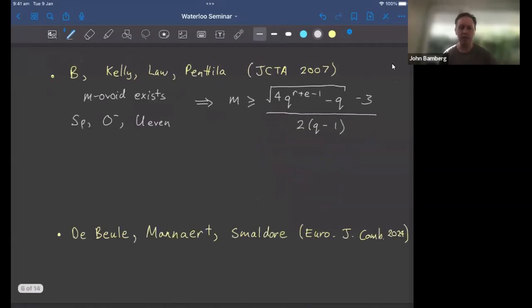But we do know something about M-ovoids. So if an M-ovoid exists and you're in half of the polar spaces, if you like, so the symplectic, or I've put the groups here, so I forgot I did that. So this would be the symplectic, the orthogonal minus case, and even dimensional unitary or Hermitian. Then you have a lower bound for M in all of these parameters I was just talking about before.